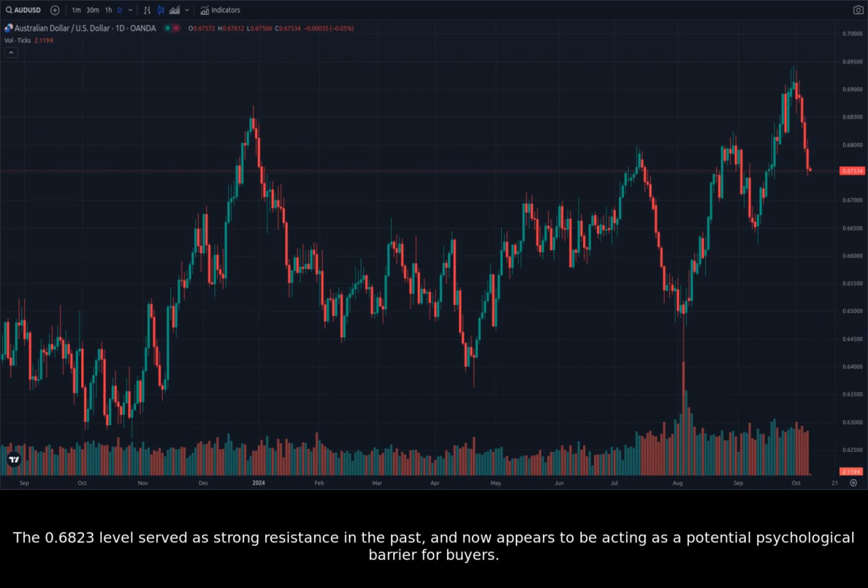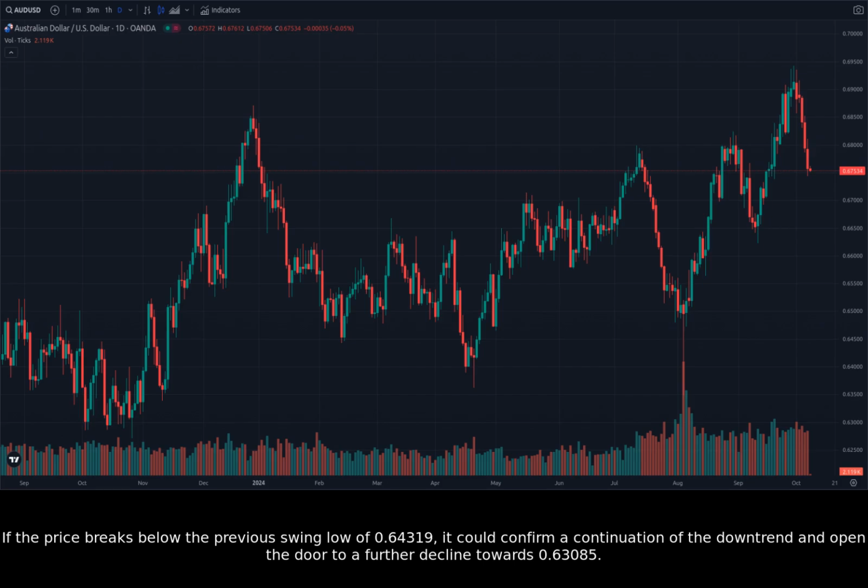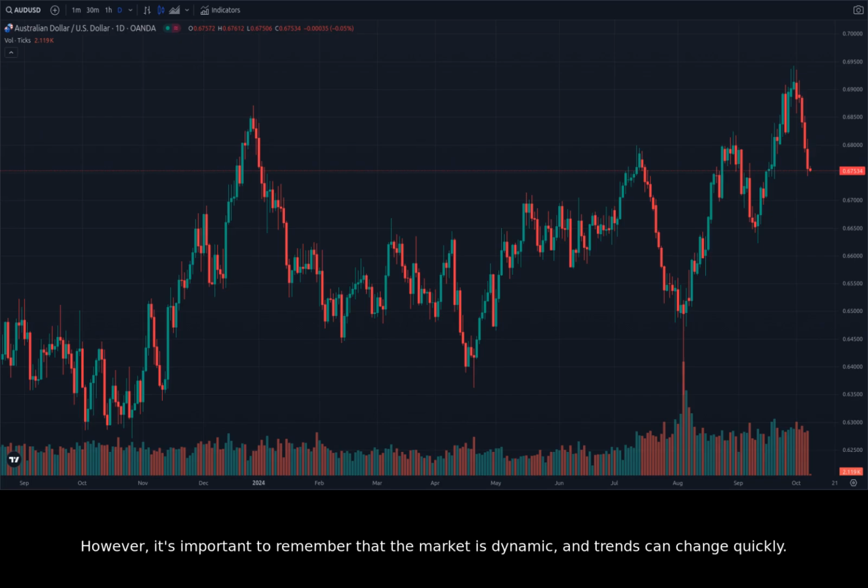The 0.6823 level served as strong resistance in the past and now appears to be acting as a potential psychological barrier for buyers. If the price breaks below the previous swing low of 0.64319, it could confirm a continuation of the downtrend and open the door to a further decline towards 0.63085. However, it's important to remember that the market is dynamic and trends can change quickly.